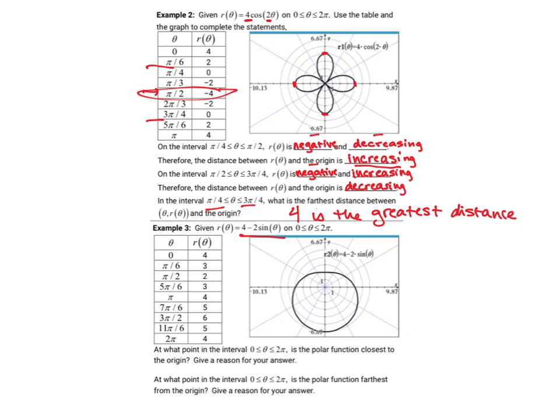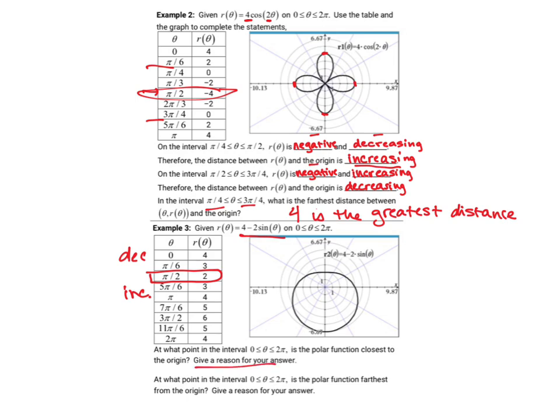At what point in the interval on 0 to 2 pi is the polar function closest to the origin? When is it closest to the origin? At pi over 2. How can you tell that that's an extreme value? So it goes from decreasing to increasing. That's a turning point. So at pi over 2, that is the point closest to the origin.